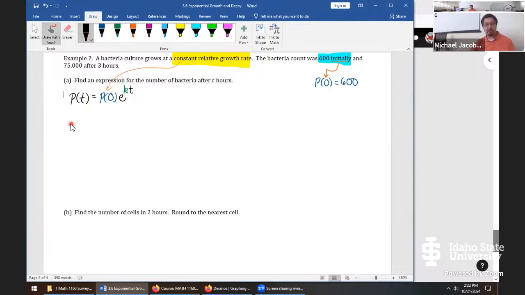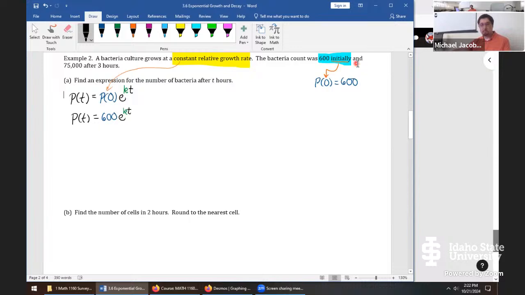In stages, our model is now population size at time t equals the initial population, the problem said was 600 bacteria, times e to the power kt. So the moment we solve for k, our work is complete on part A. Just want to fix that color coding a bit. So there's our brand new model.